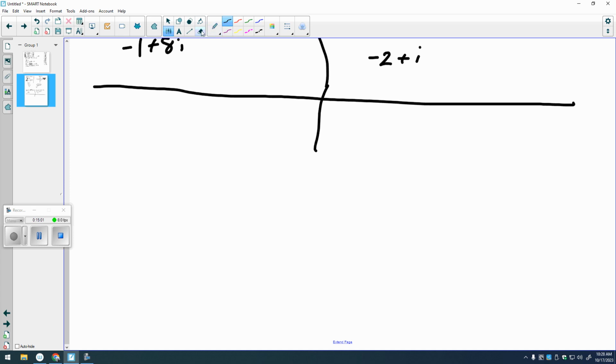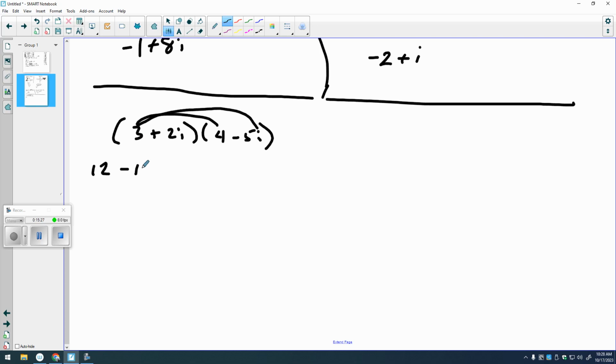Okay, how about multiplication? How do you multiply complex numbers? Well, kind of just like it is when it's an x. So 3 plus 2i times 4 minus 5i. We're going to FOIL just like we did yesterday. So 3 times 4 is 12. 3 times a negative 5 is a negative 15i. 2i times 4 is positive 8i. Positive 2 times a negative 5 is a negative 10. And i times i is i squared.